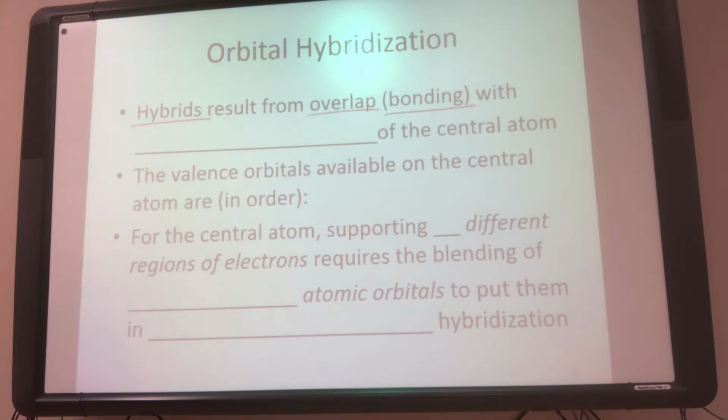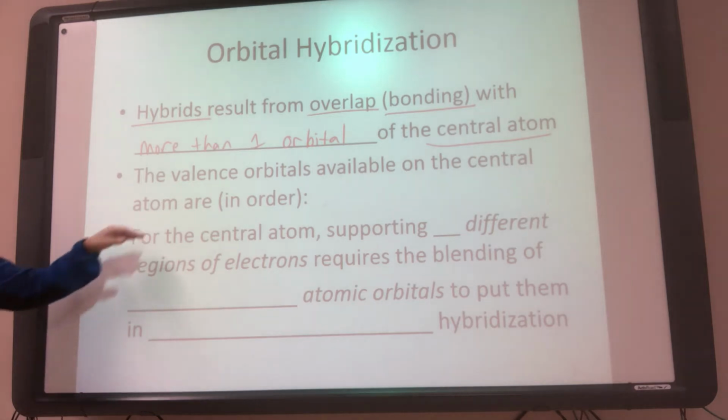So when I bond, I'm going to have overlap, and that overlap is with more than one orbital. So more than one orbital is going to come together and it's going to overlap, okay? And we're talking about the orbitals of the central atom. So we're not worried about the other atoms in my molecule. We're just talking about the orbitals of the central atom and then those orbitals that are coming from the atoms attached to the central atom. So we want to think about my valence orbitals. So let's think about what available orbitals there are for that central atom, and let's put them in order.